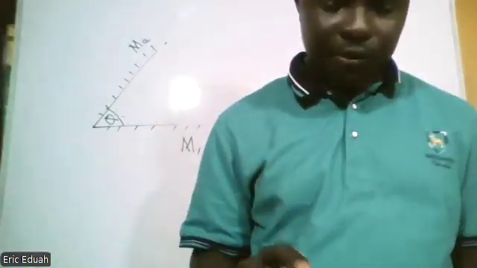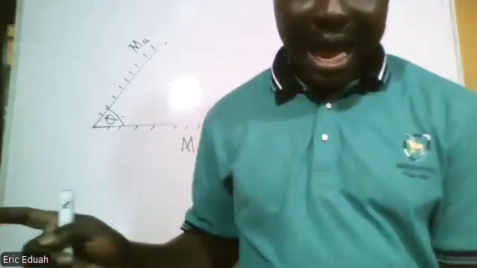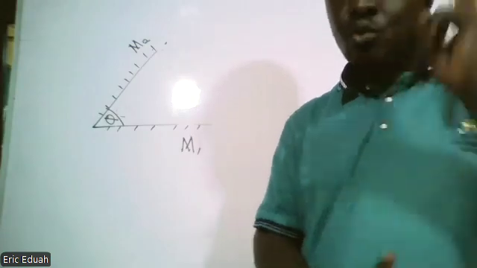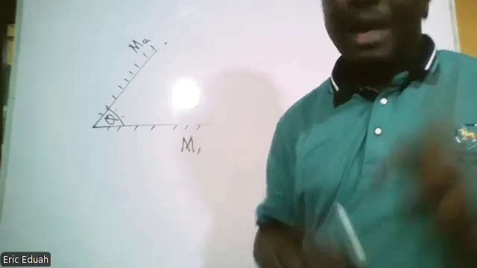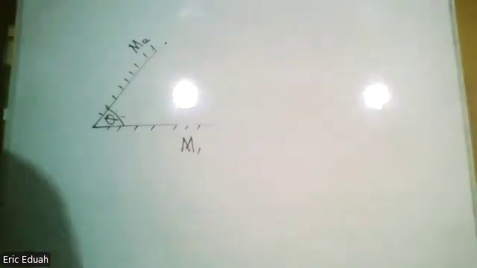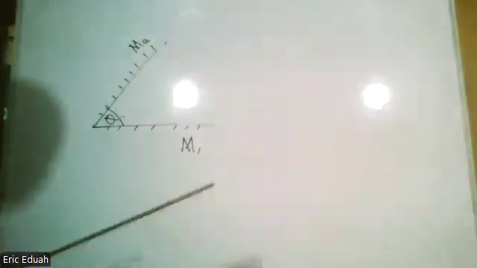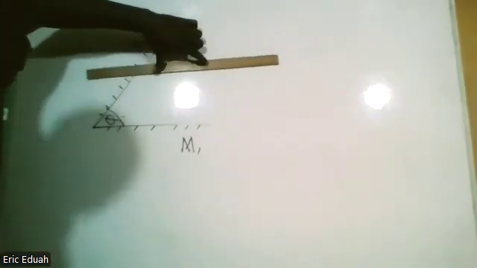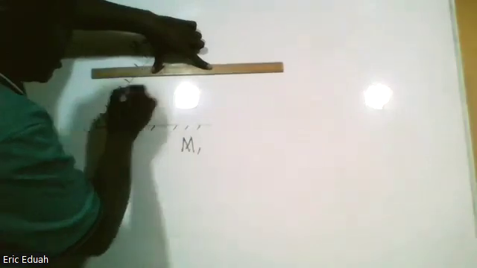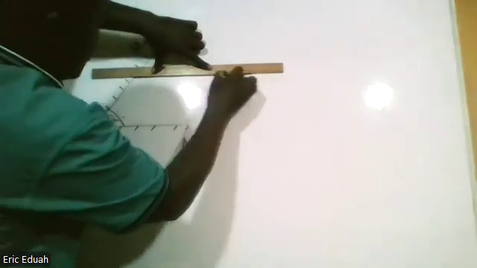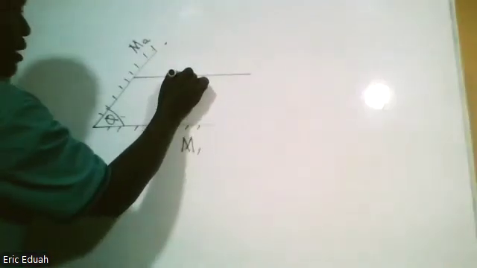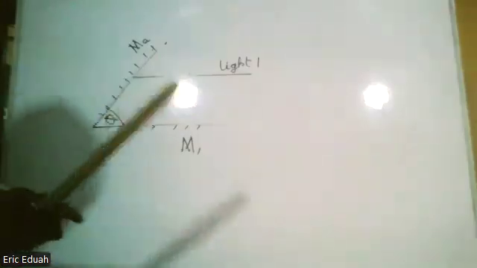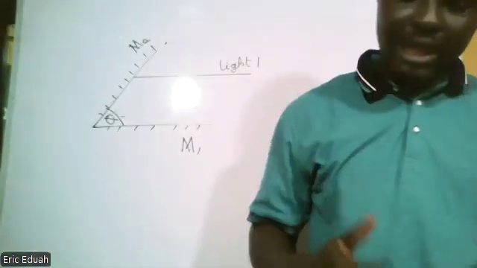Now let's continue with the information. Two plane mirrors M1 and M2 are inclined at angle theta as shown. A ray of light 1, which is parallel to M1. So I draw a ray which is parallel to M1, and this is light 1. So you take the question step by step.